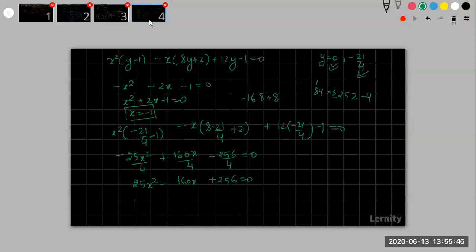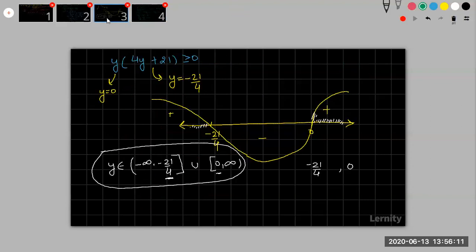So here also we can factorize, this will be a perfect square. So this is 5x minus 16, whole square equal to 0. So from here also we are getting a valid value of x. That means these 2 points can be included, so this will be the range of y. So the range of the function will be this.